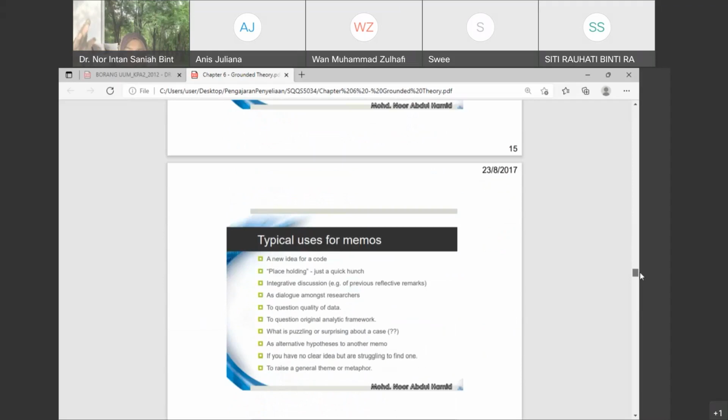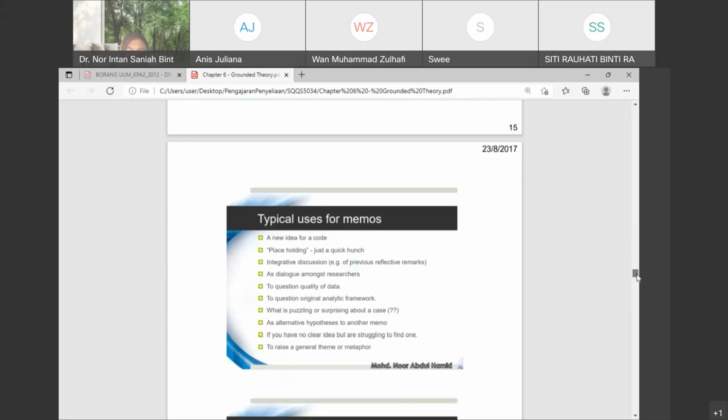So there are a number of memos here. The new idea, the quick hunch, we can see as a discussion point, a dialogue. And then we can also use memos to see how far the quality of our discovery goes, and so on. There are many, so it depends on what you want to do.